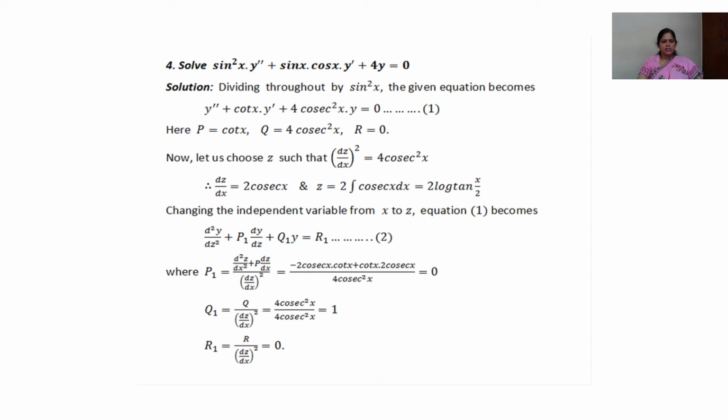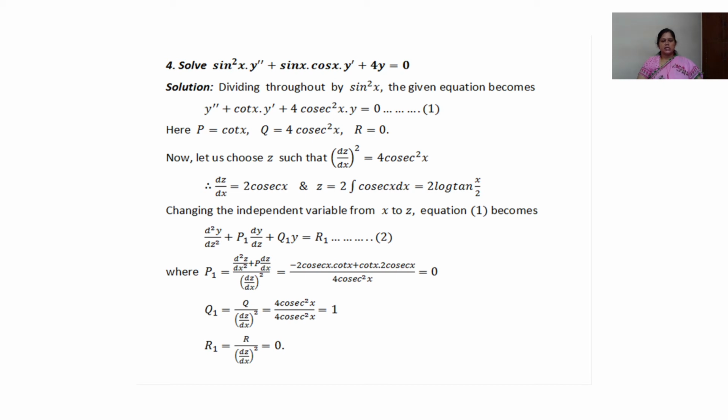Then the next example is: solve sin²x y'' + sin x cos x y' + 4y = 0. The given equation is not in the standard form, so we divide the equation by sin²x. We get y'' + cot x y' + 4 cos²x y = 0. So p = cot x, q = 4 cosec²x and r = 0. Here the transformation is not given, so we have to consider q as (dz/dx)².